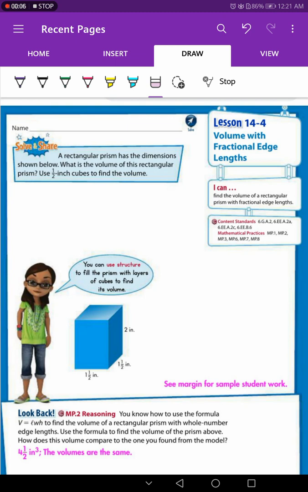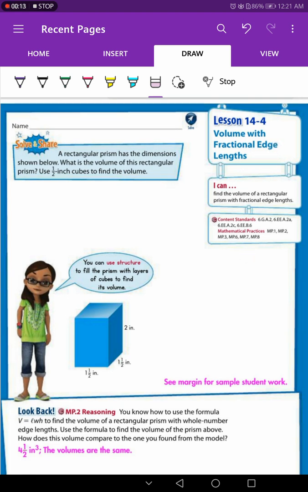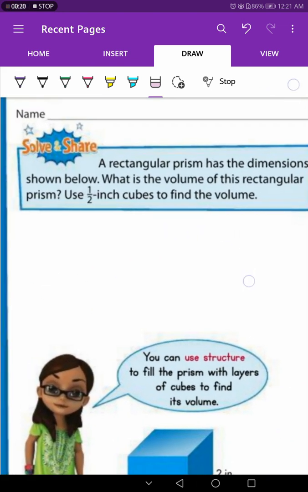Our lesson today, volume with fractional edge lengths. And our objective is how you can find the volume of a rectangular prism with fractional edge lengths. Let us start with the solve and share.